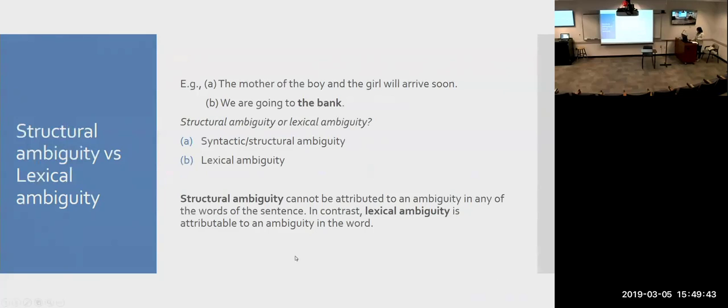This is an important statement here. Structural ambiguity cannot be attributed to an ambiguity in any of the words of the sentence. In contrast, lexical ambiguity is attributable to the ambiguity in a word. So if one word has different meanings, then possibly the whole sentence may mean something different.